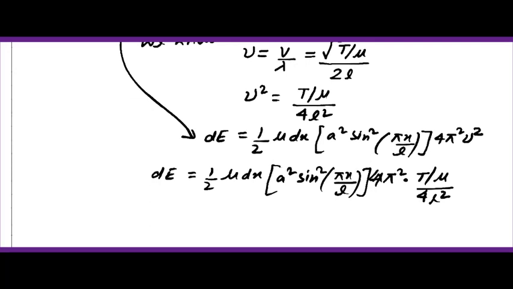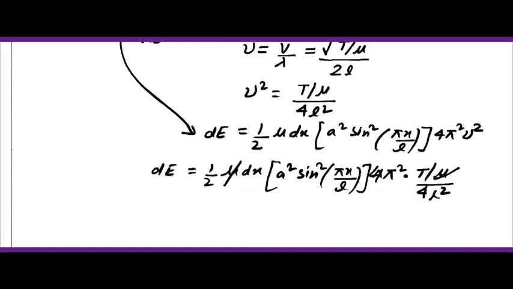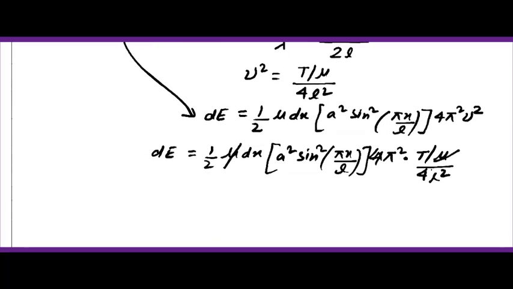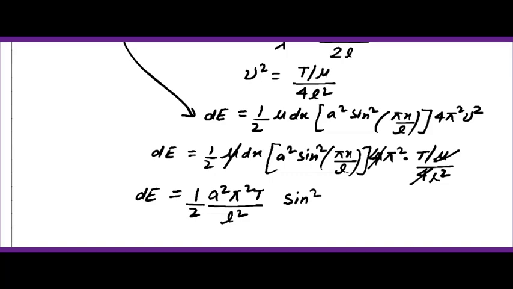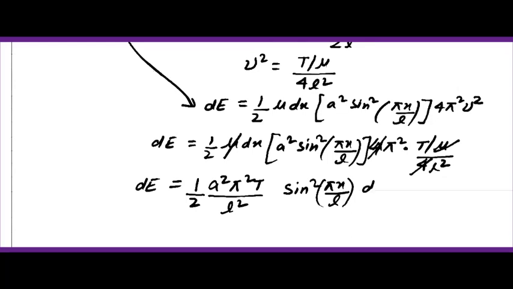This mu and this mu is cancelled, then you will get, and this 4 is also cancelled. Now dE is equal to this half a square pi square T divided by L square and sine square pi x by L and dx.